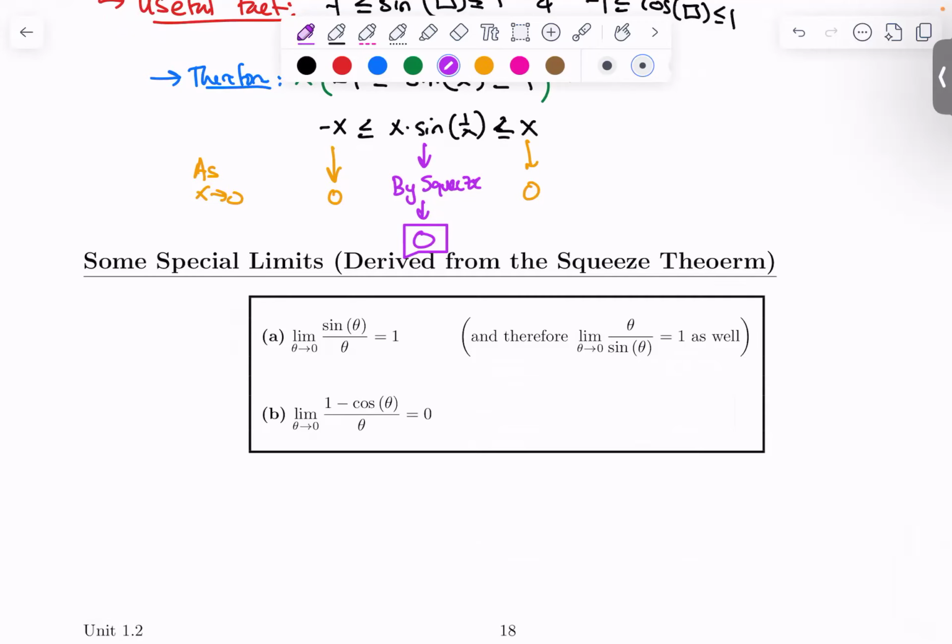Some special limits. Now, I do not like this limit, and there's a reason for it. So I love it, but I also hate it. The limit as theta approaches 0 of sine of theta over theta equals 1. As a special limit. And then by consequence, if you have theta over sine theta, that also equals 1. And then there is another one, which is 1 minus cosine theta over theta. It equals 0 as theta approaches 0.